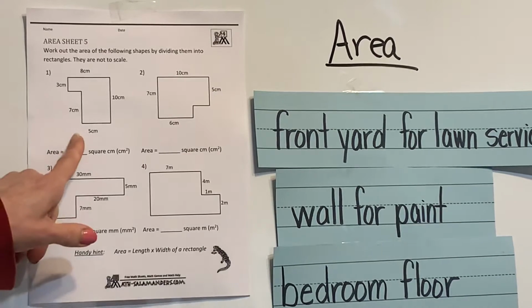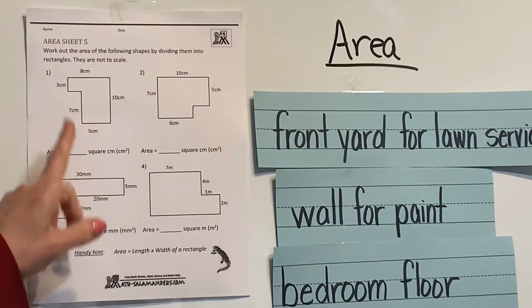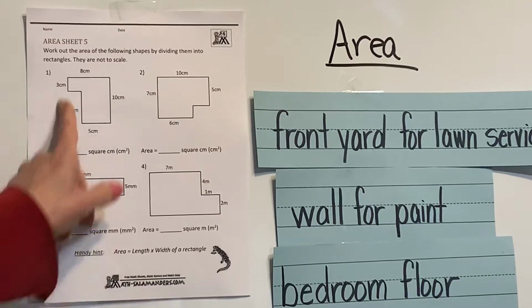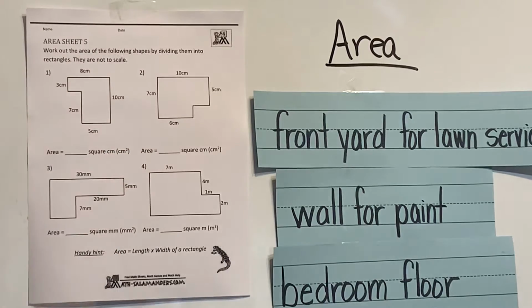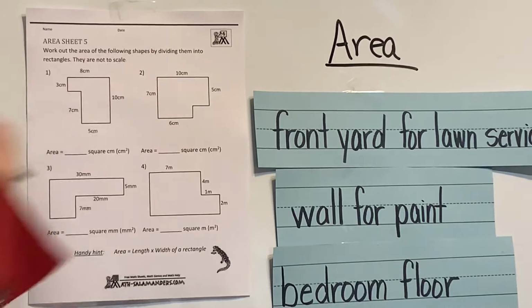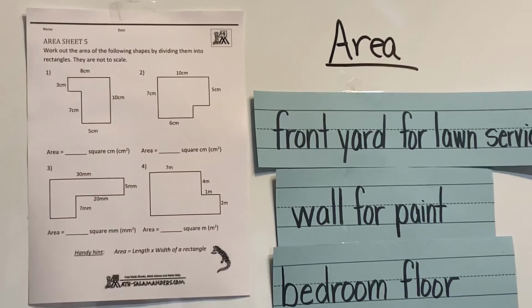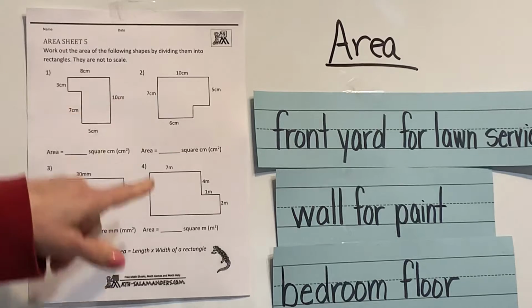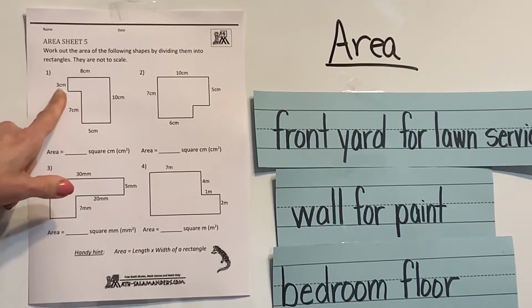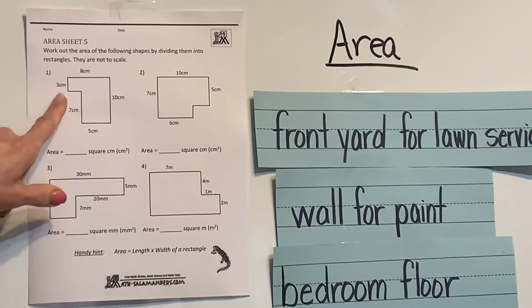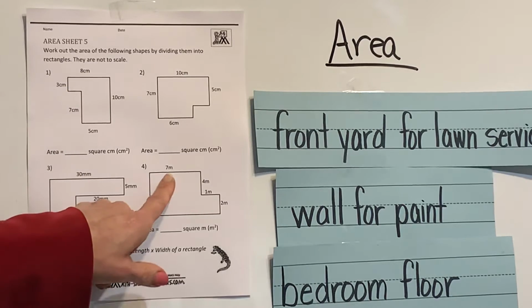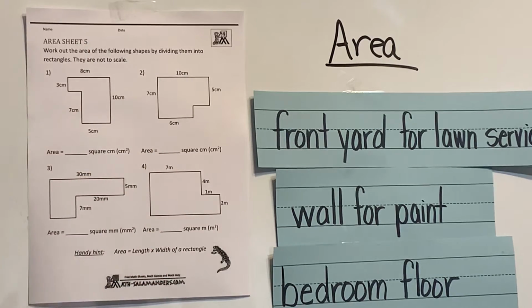Okay, so now, what if we had an odd shaped room? How in the world would we be able to find the area of the odd shaped room in order to figure out how much flooring we would need? Well, that's what we're going to do today. So it says here, work out the area of the following shapes by dividing them into rectangles. They are not to scale. So what they're saying is that this is not really in centimeters because we've got meters here. So you can see that they're not to scale. That's what they're talking about. Okay, so let's get started.